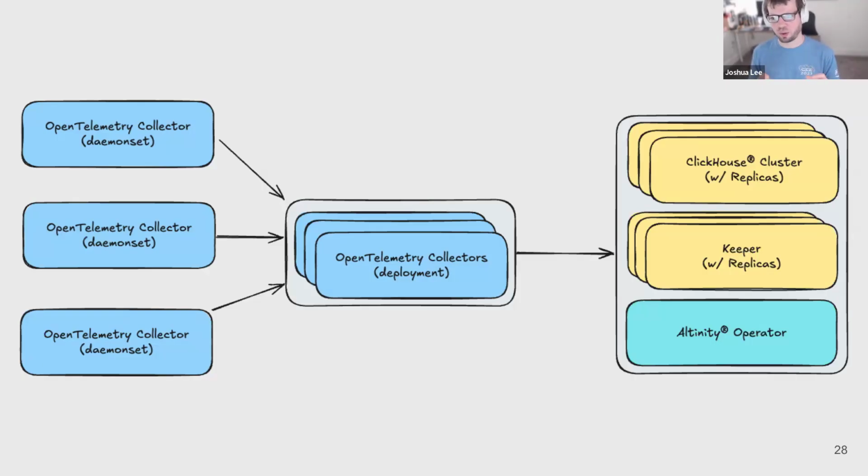The Altinity operator can also manage ClickHouse Keeper for you. Keeper is responsible for maintaining consistent state across your ClickHouse cluster and coordination. So if you're doing high availability, you'll definitely want Keeper with replication and your ClickHouse cluster with some degree of replication. And as you scale, also sharding.